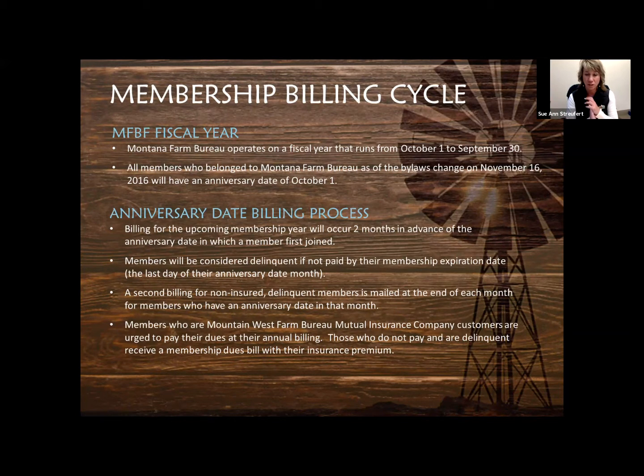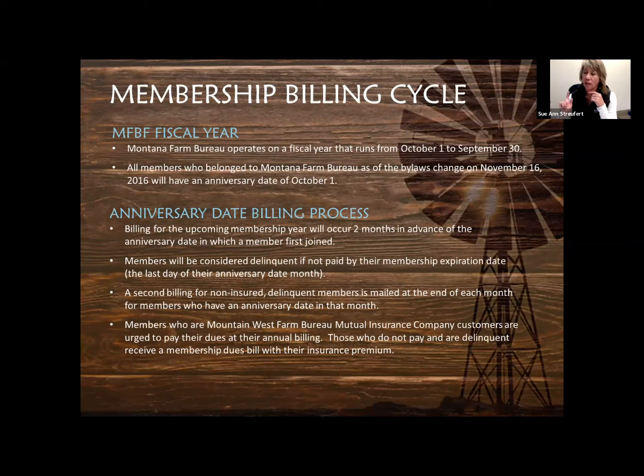Members will be considered delinquent if not paid by their membership month expiration date. If I have an April 1 due date, or an April 5th due date, I have until the end of April to pay my dues before I'm considered a delinquent member. Hopefully that's clear as mud. A second billing for non-insureds only will go in the mail at the end of the month of their anniversary date month. Correct, Scott? Yep.